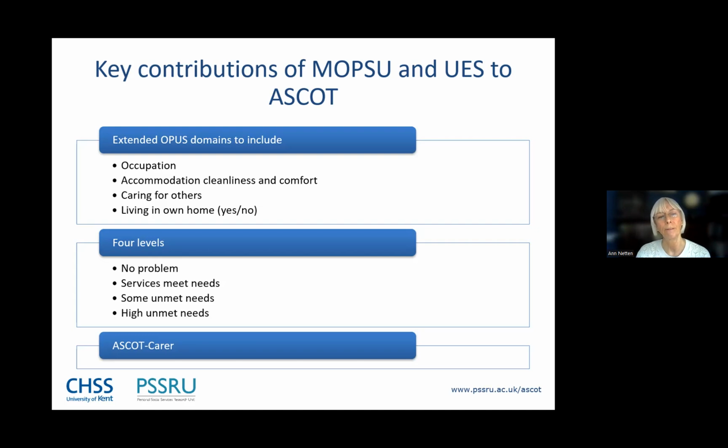And at this stage, we had 4 levels. There is no problem in my life in this area. Services meet my needs. There are some unmet needs, and there are high unmet needs. And again, as I say, there was the ASCOT carer measure that was developed as well.